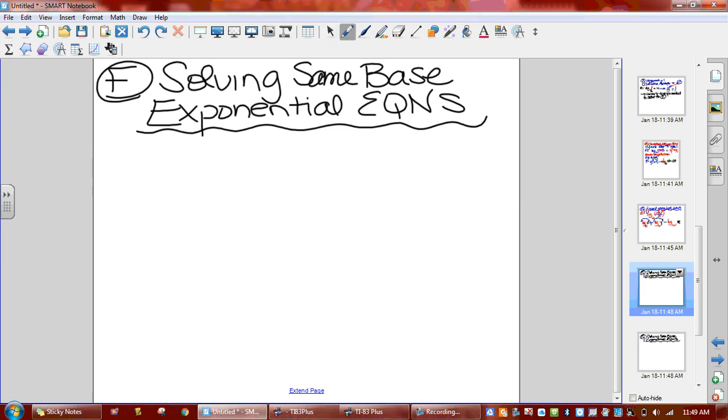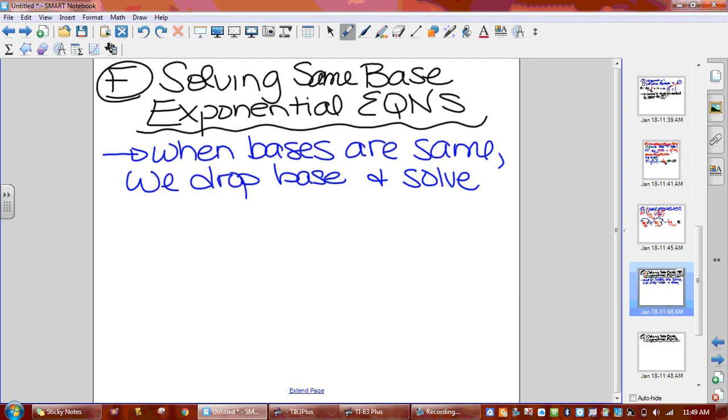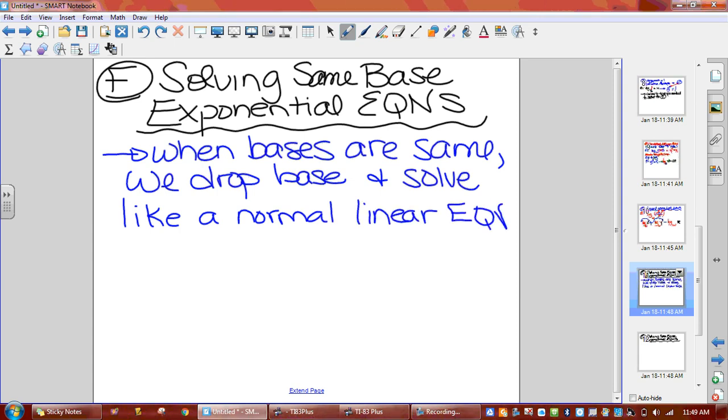So, when we solve same base, when bases are the same, we drop the base and just solve like a normal equation. Like a normal linear equation. EQN is equation. Okay, so we solve it like a normal equation. And we'll throw up an example when you're ready here. I'll give you a minute to write that down.